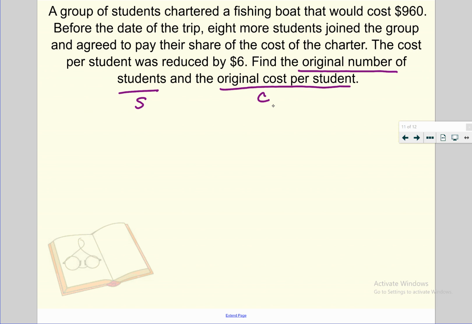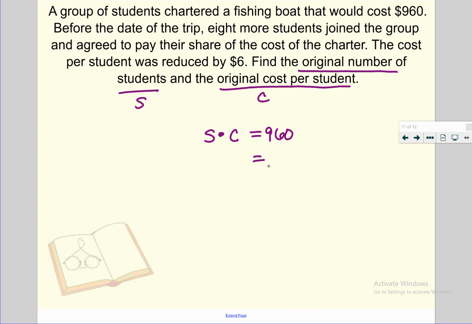The first equation is going to come from that 960. That's our total, okay? So if it costs 960 total for all the students to go, that total would be the number of students times the cost per student. So for example, there might be 96 students and it's $10 per student. That would give me 960. There's other ways that could work, but that could be a possible answer.